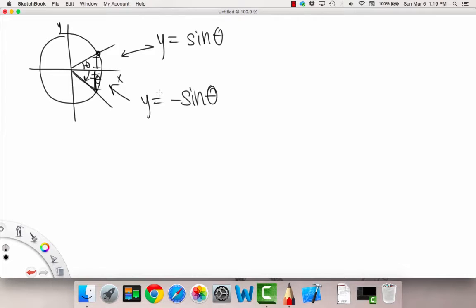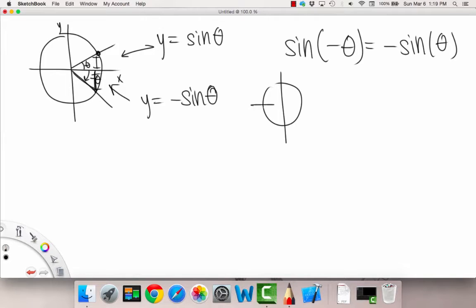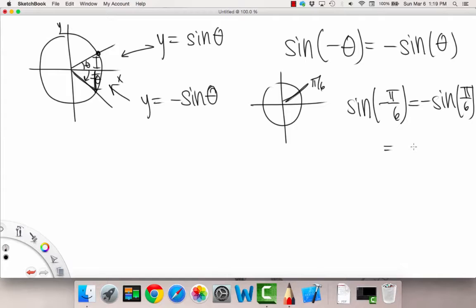This means that when we plug in a negative angle into our sine graph, we'll simply get out the negative of whatever we would have gotten if it were a positive angle. So let's say we just plug in pi over 6. Sine of negative pi over 6 would just be equal to negative sine of pi over 6, so that would be an answer of -1/2.